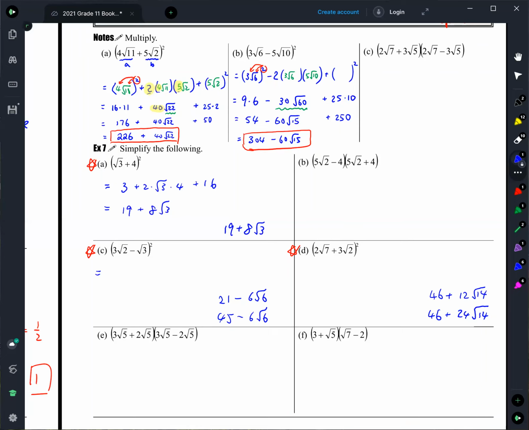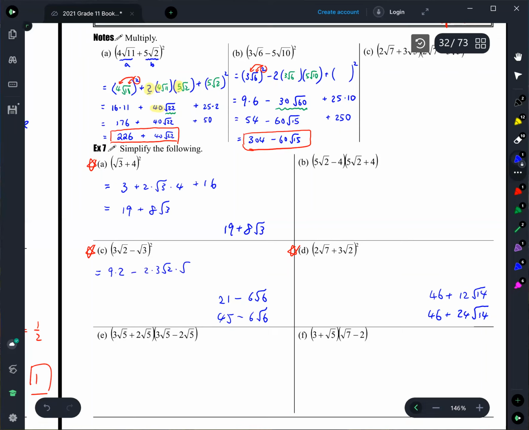Okay, question C, A squared. So that will be 9 times 2 minus 2AB plus B squared. 9 times 2 is 18. 18 plus 3 should be 21. So it shouldn't be 45. So what did you do differently? Aaron, what did you do differently for C?